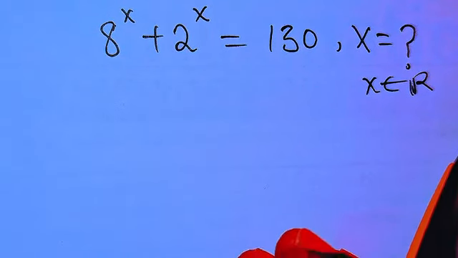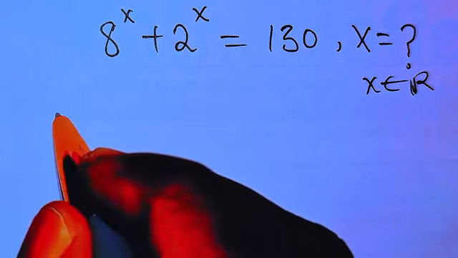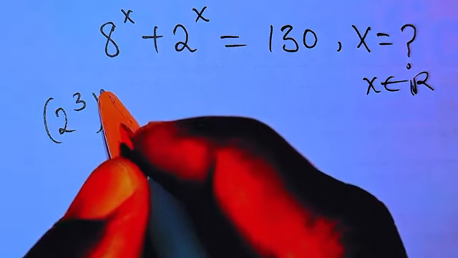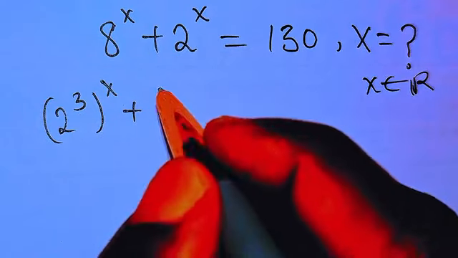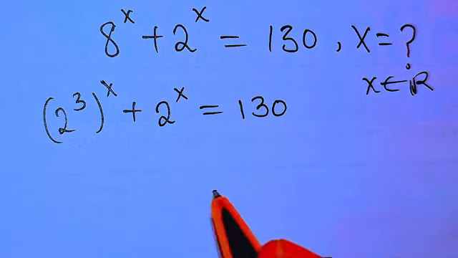Okay, so now here what we are going to do, we can write this equation as 2 to the power of 3, then to the power of x, plus 2 to the power of x equals 130, because 2 raised to the power 3 will give us 8.